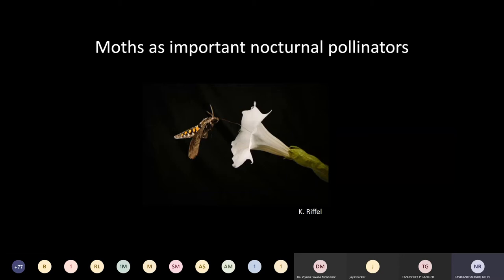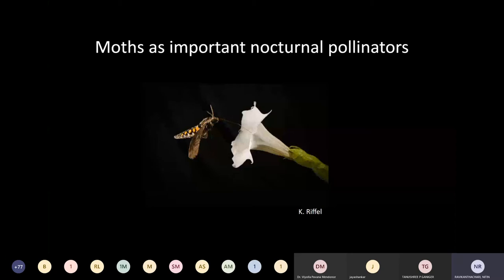For example, if you see any night blooming flower, you know that, A, it is usually white in color, and B, it is very, very fragrant, or it has a very strong odor. It can be a pleasant odor, it can be like a corpse, it can be like feces, it can be anything.